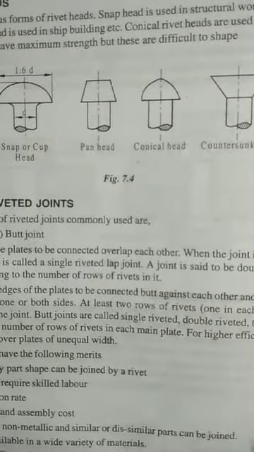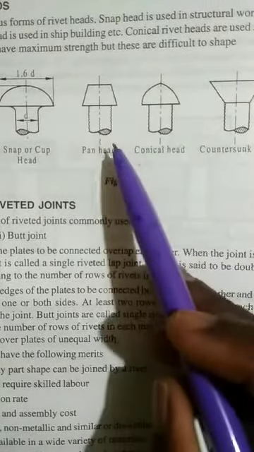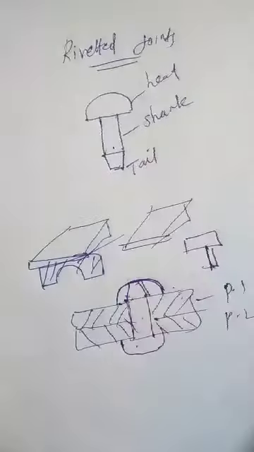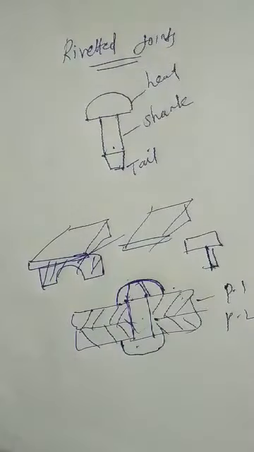Pan head also we can use wherever you want to make it maximum strength in the joint. There we can use pan head. See now, next one, two types of joint: the riveting.